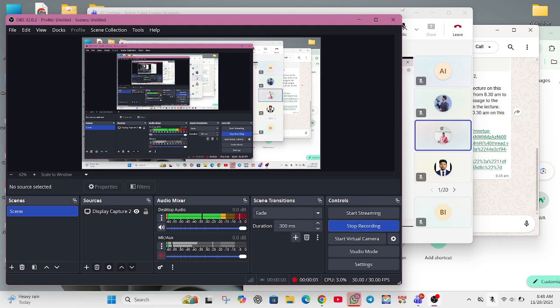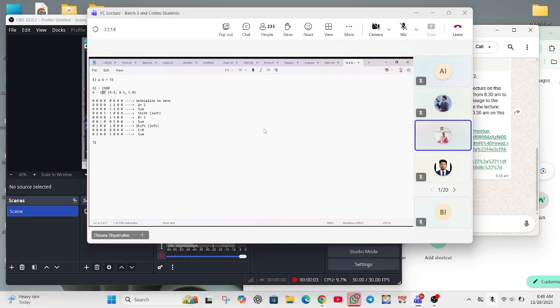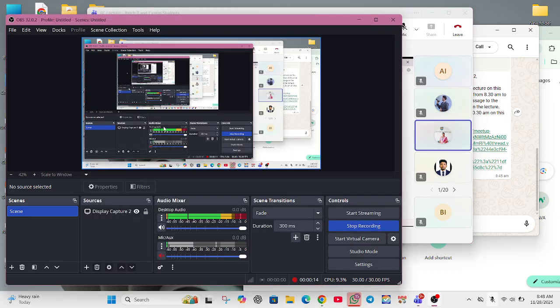The second one, the middle one, is named B, and the last one is named C. So the first step is to convert the decimal value to a binary value.